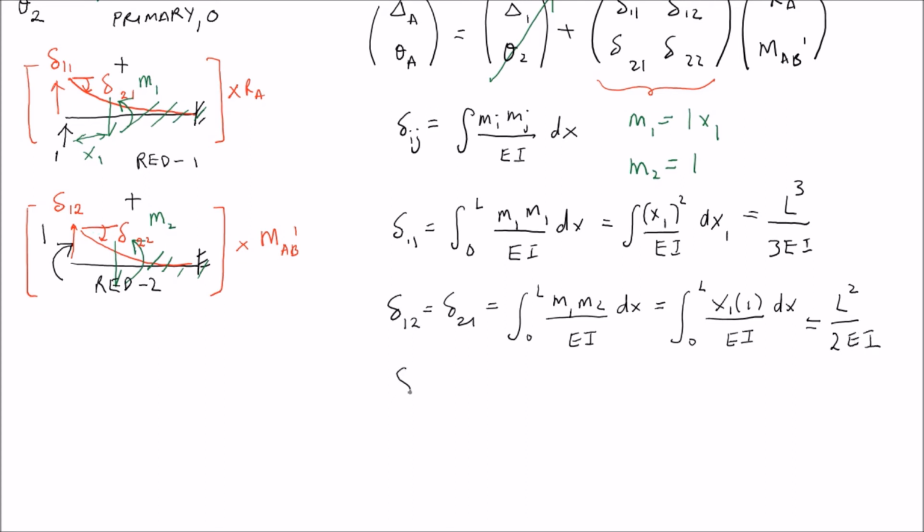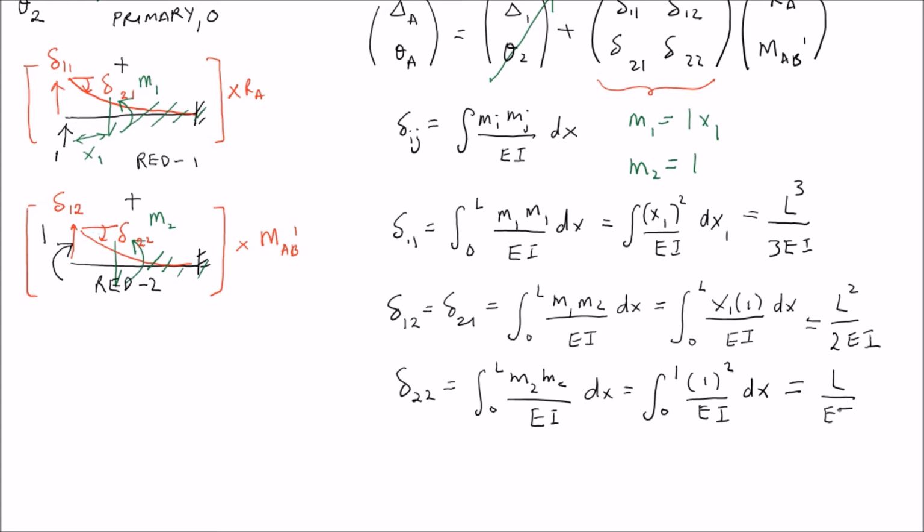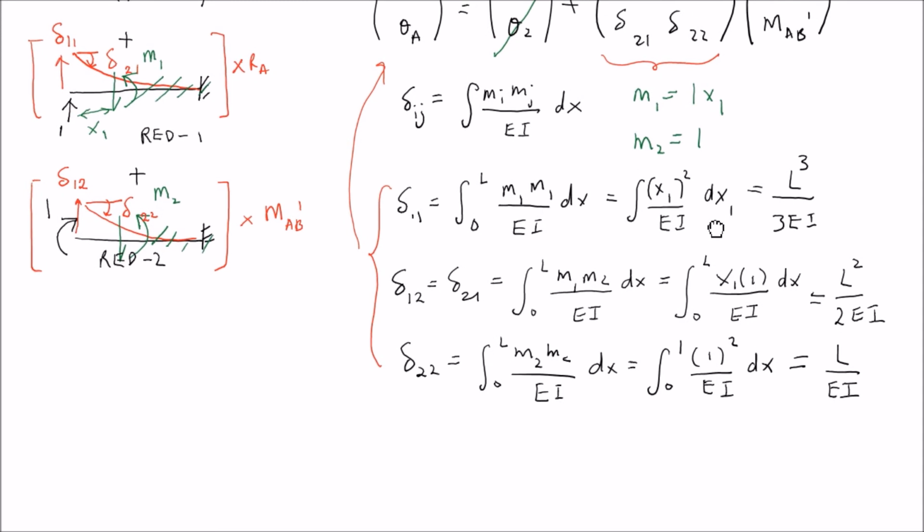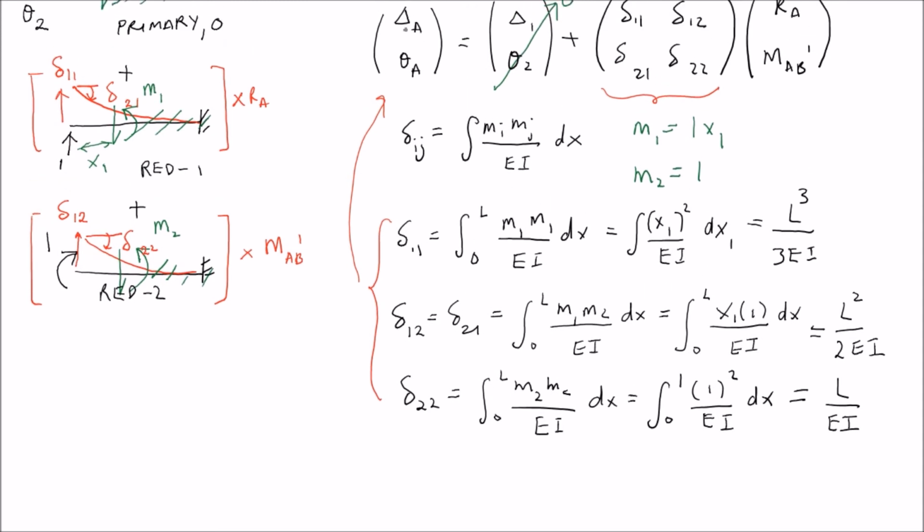And then finally for 2,2, you are going to get m2, 1 squared. Finally it will be L over EI. Alright, and then putting it all in the matrix. So basically you are going to put all of this back here, so you already know that the displacement at A is 0.